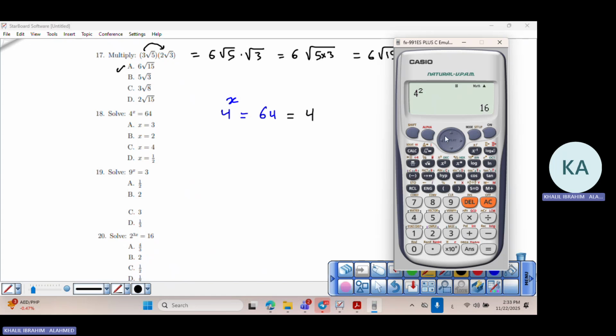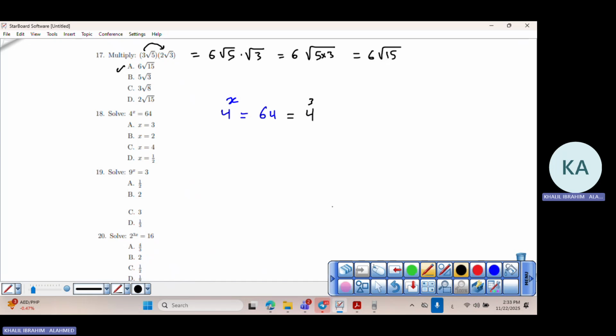Now I can change this one: 4 to power 3, 64. This equals 4 to power 3. The base here is 4 and the base here is 4. That means the power equals the power, or exponent equals the exponent. That's it. That means x equals 3. This is the answer. The answer is also A.